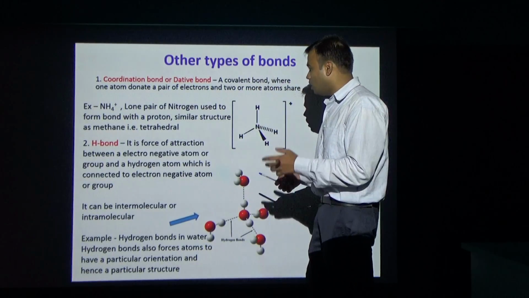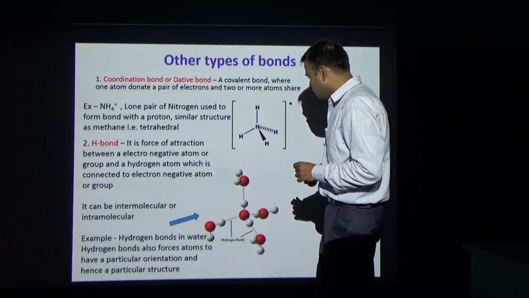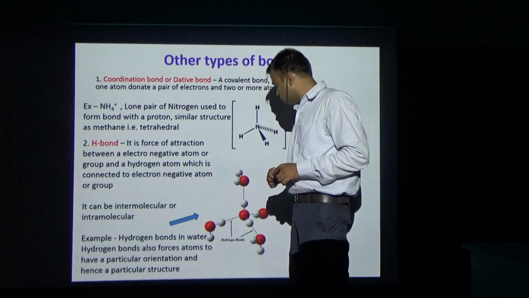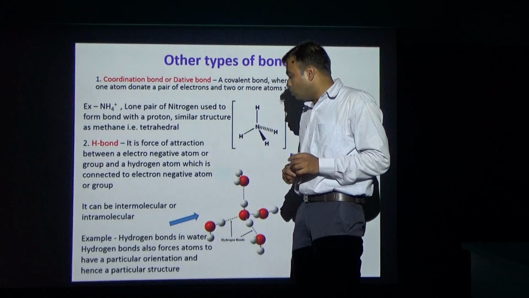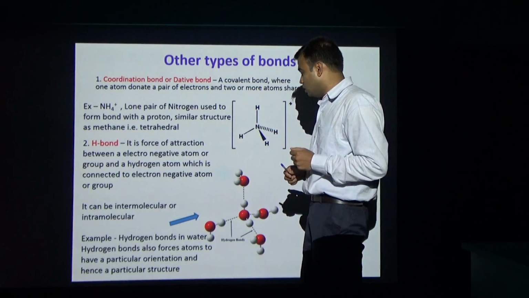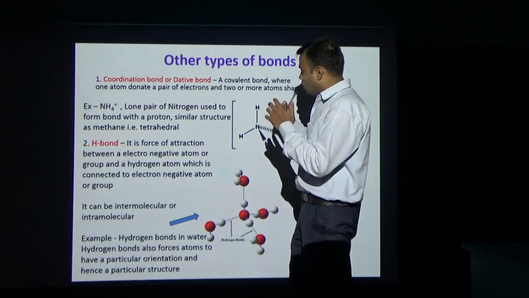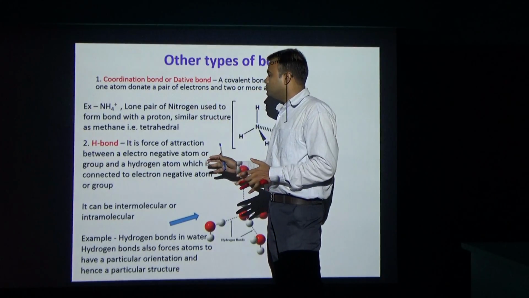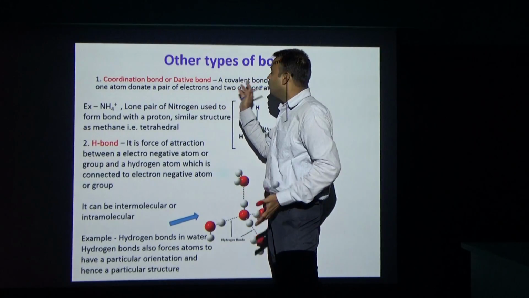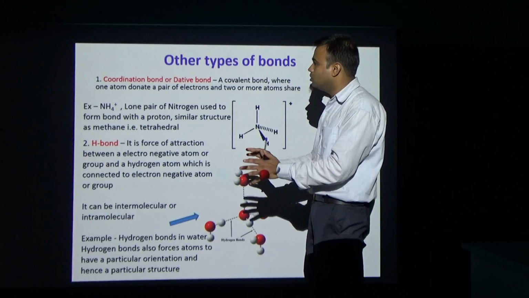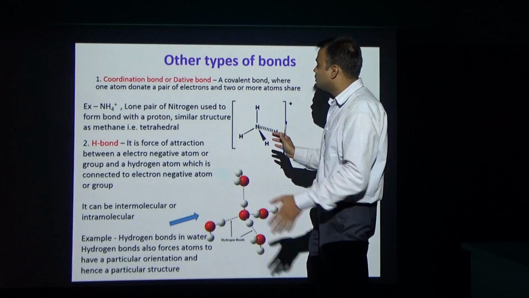Because of this hydrogen bond, as we have read in many cases, water is a liquid, whereas H2S is a gas. This is due to hydrogen bonding or interaction. There is a lot of discussion about hydrogen bonding and dative bonds. We are not going deep into that, and we are just finishing up all the types here.